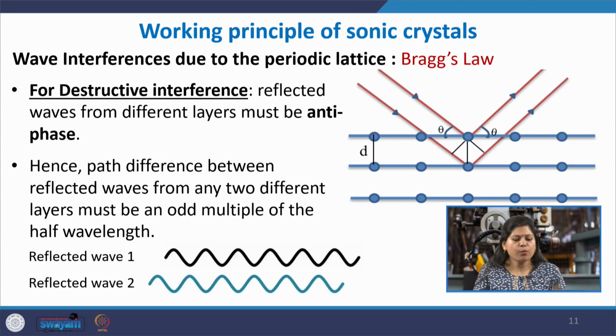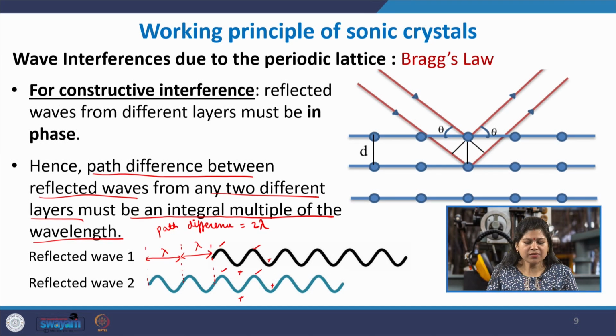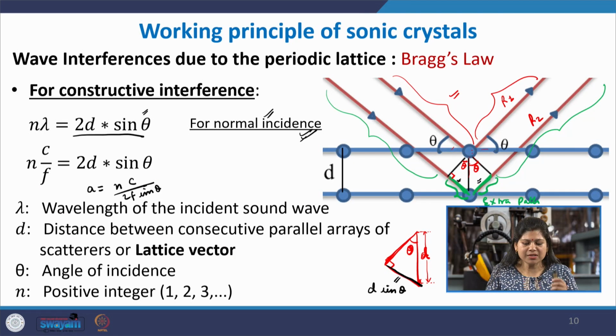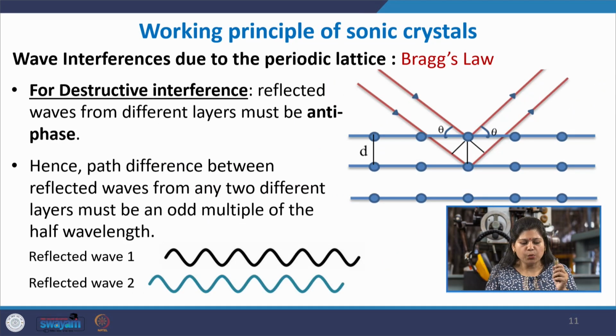into the medium. What would be the condition for destructive interference? In the previous case, the reflected waves from the different layers had to be in phase. But for destructive interference now, the waves coming out from the different layers have to be in anti-phase. So, the peaks have to match with the troughs, and the troughs have to match with the peaks of the first wave.